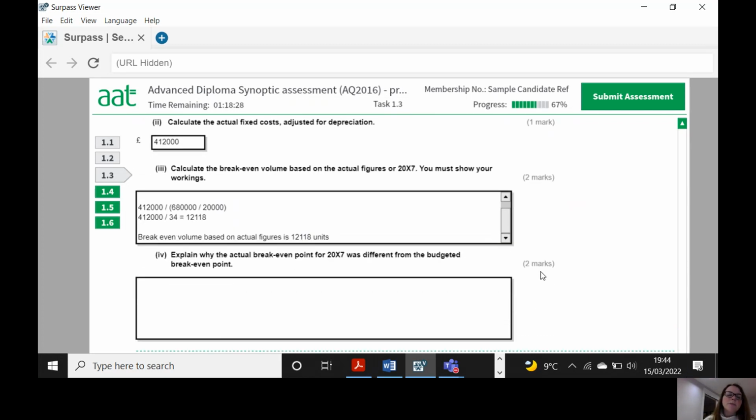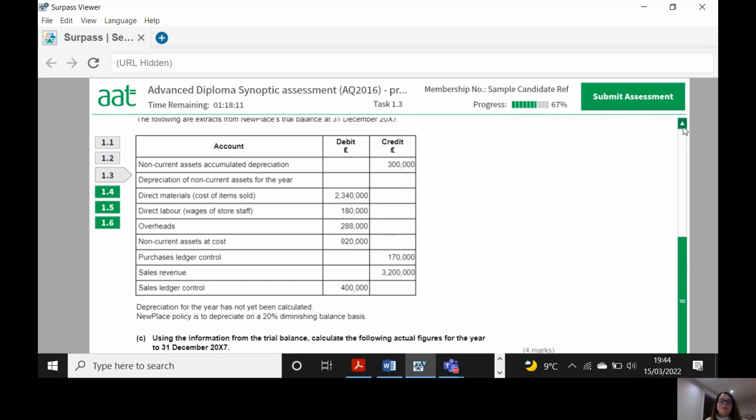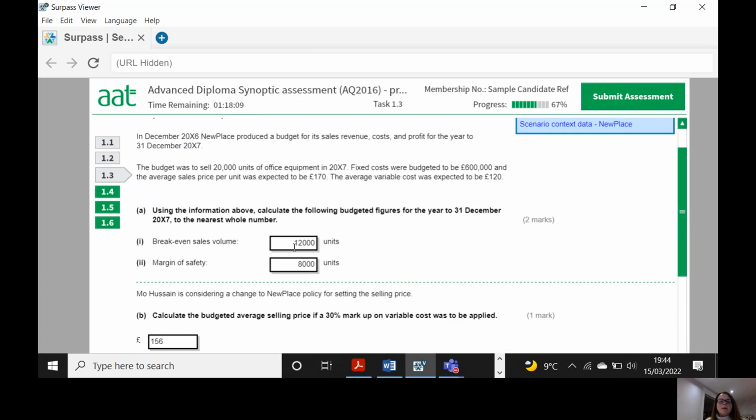Explain, and this is only for 2 marks, we don't have to get too messed up by it. Explain why the actual break-even point, 12,118, was different from the budgeted break-even point. Right, so if I just go back up to the top for a minute, you can see we budgeted the break-even point to be 12,000. It's actually 12,118. So what is the reason for that?